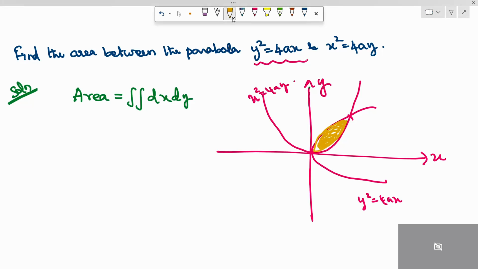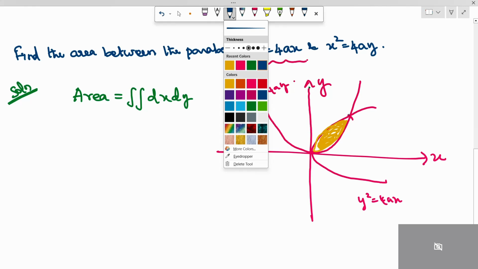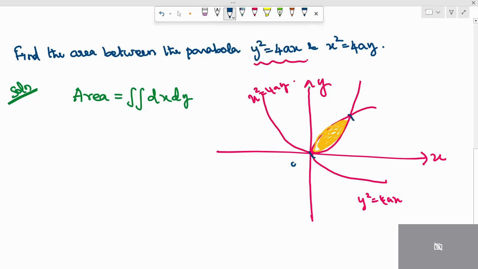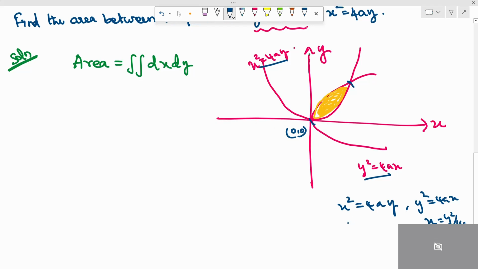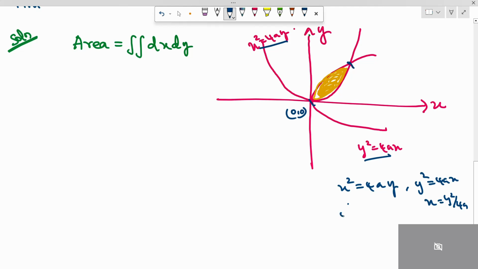Now we have to mark the intersection points. We know that this one is the origin. If we solve these two equations, we will get the required intersection point. First equation is x square is equal to 4ay, and the second equation is y square is equal to 4ax. From the second equation we can write x is equal to y square by 4a. Substitute x is equal to y square by 4a in the first equation.